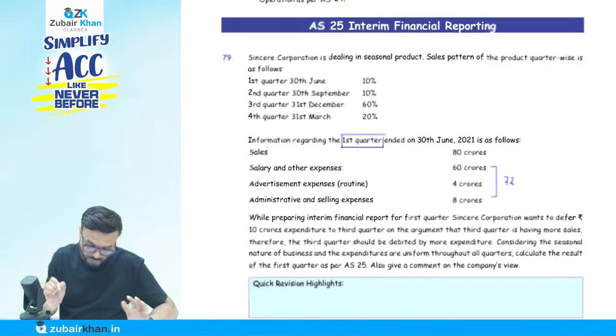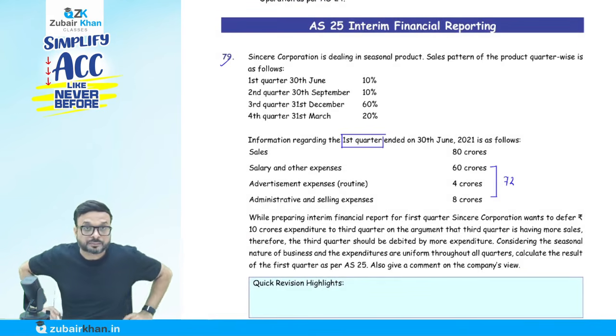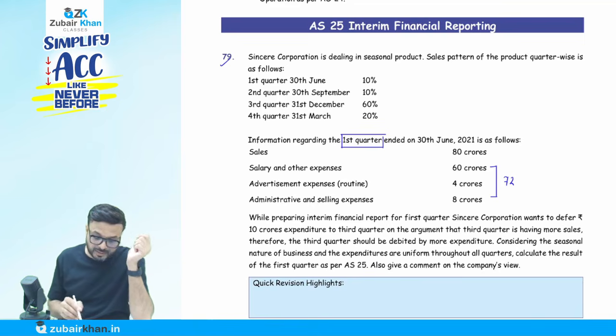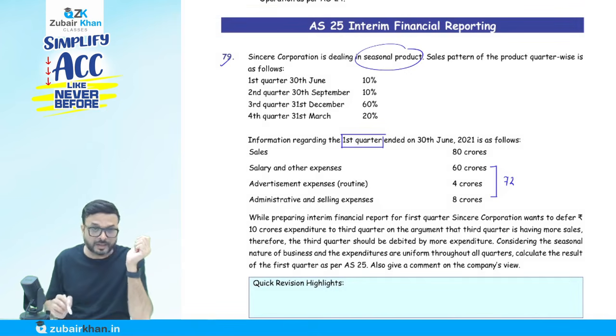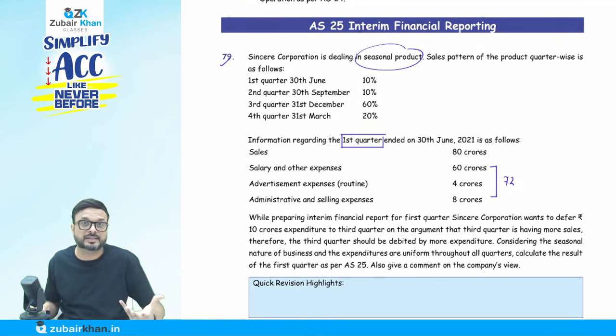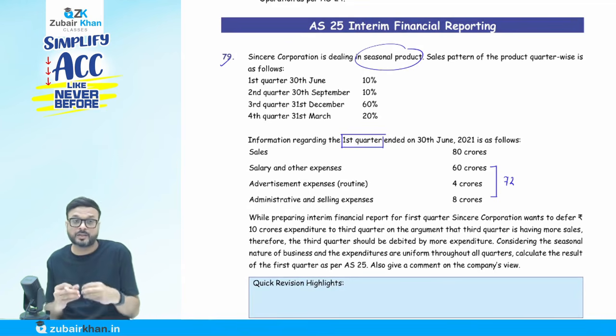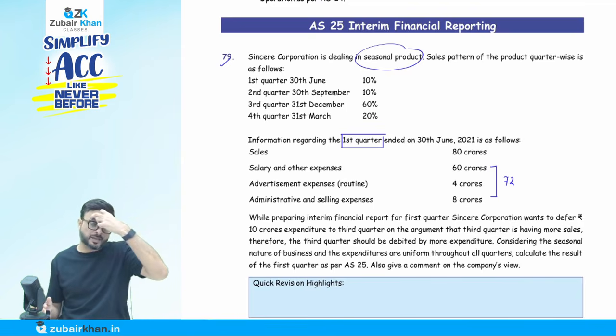Let's take one question on it. Come to question number 79. Now they say Sincere Corporation is dealing in a seasonal product. It doesn't matter that it is a seasonal product like the umbrella, where there are more sales in the rainy season. Or, say, crackers during Diwali, where there is more sale. That doesn't matter. Whenever you have incurred the expense or earned the income, recognize it in that particular period.